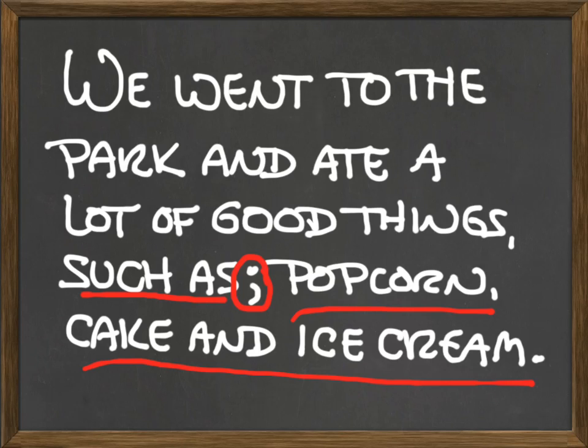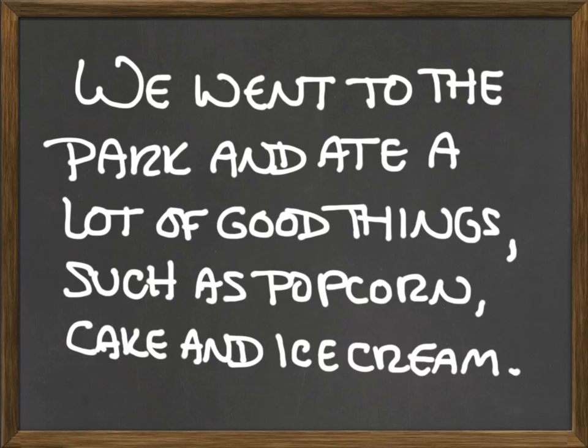What you have then is this second half of the sentence. Look at it carefully. Can that stand alone as a sentence? Well, no, it can't. Popcorn, cake, and ice cream is not a sentence. It doesn't even have a verb. So you may not use the semicolon here. How do we fix this? Well, in this instance, no punctuation goes after such as. We went to the park and ate a lot of good things, such as popcorn, cake, and ice cream.